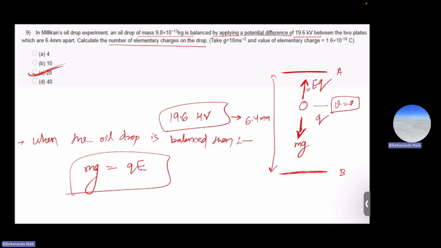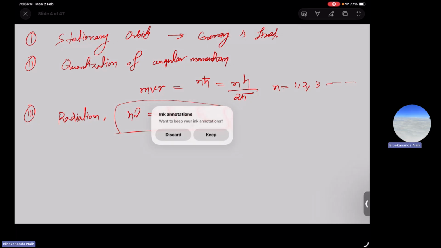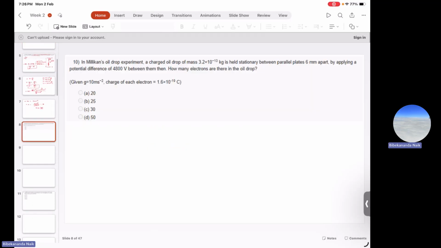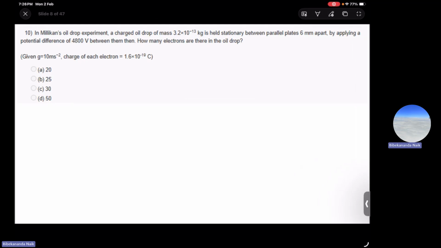Now we'll move to the next question. Again, it is based on Millikan's oil drop method. It says in Millikan's oil drop experiment, a charged oil drop of mass 3.2 into 10 to the minus 10 kg is held stationary between parallel plates 6 mm apart by applying a potential difference of 4800 volt between them. Then how many electrons are there in the oil drop?